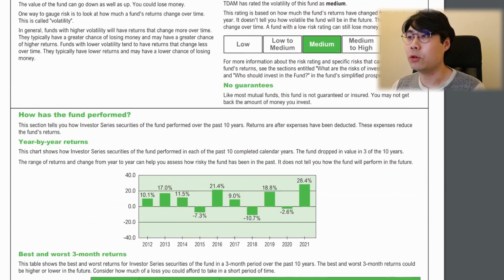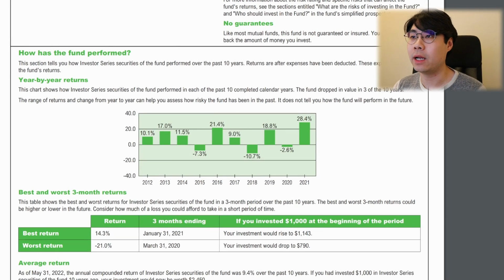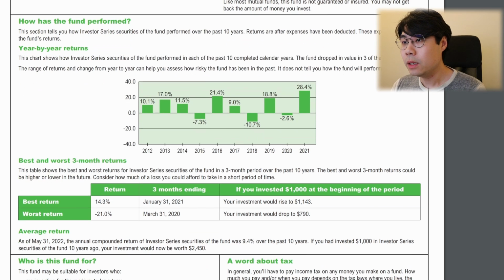But besides the expenses, we also kind of want to look at, on a very, very high level, what are the average returns. After all, the expense may be justified if they actually return a pretty good return. So in this case, it says the average return over the past 10 years is 9.04%. So this means that if you invested $1,000, they give an example, 10 years ago, then that means now you would have $2,450.